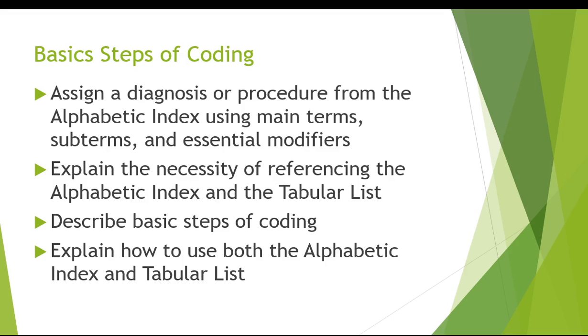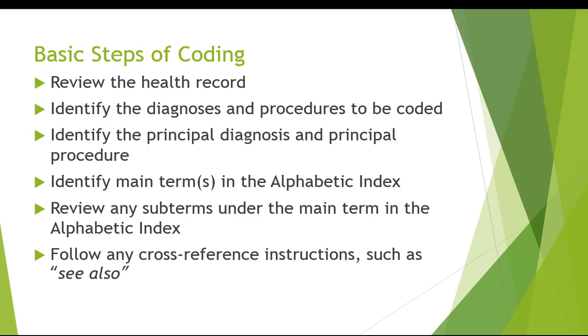Now you want to make sure that you use both the alphabetic index and the tabular list. So you're going to find the code in the alphabetic index, then you're going to flip back to your tabular list with that code and read more about it. So it's important that you never code directly from the alphabetic index. You want to make sure that you review your health record.